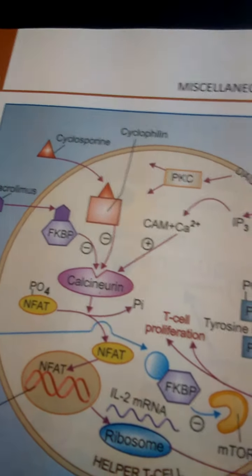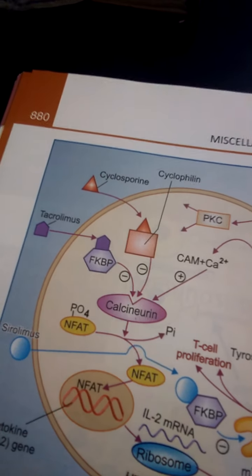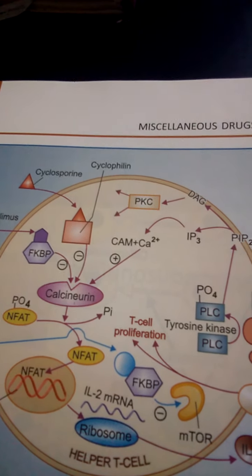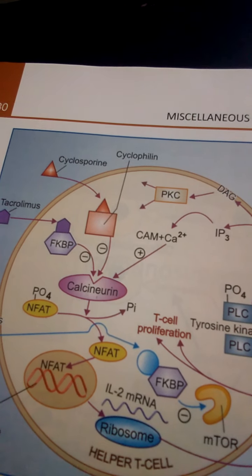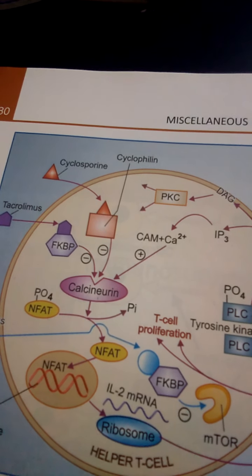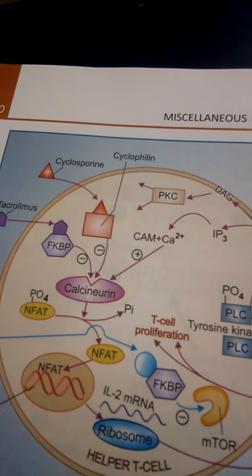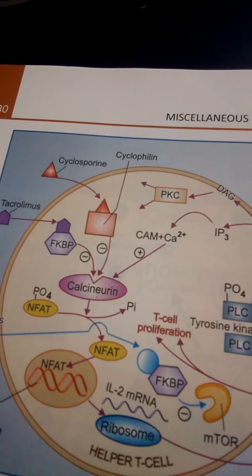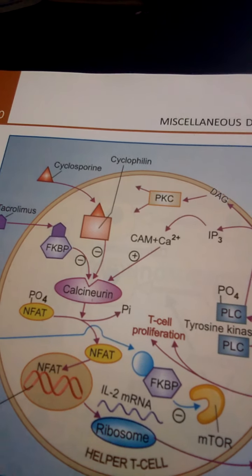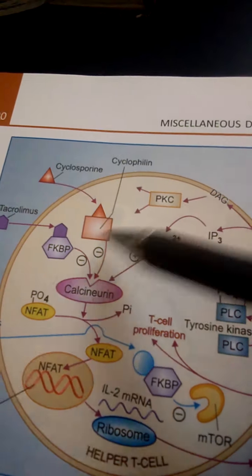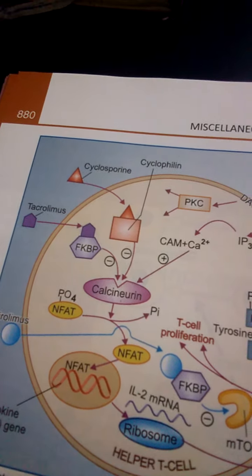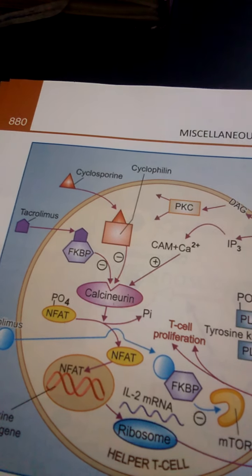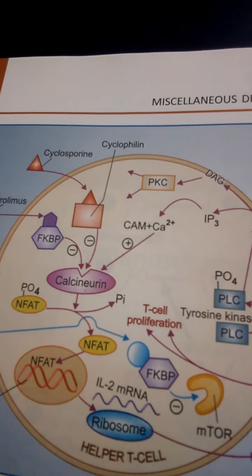Next, coming to tacrolimus. Tacrolimus is also a calcineurin inhibitor. It is also an immunosuppressant drug, and it is more potent when compared to cyclosporine. It binds to a different cytoplasmic immunophilin protein. Cyclosporine binds to the cyclophilin protein, and tacrolimus binds to FKBP. FKBP is the FK binding protein.